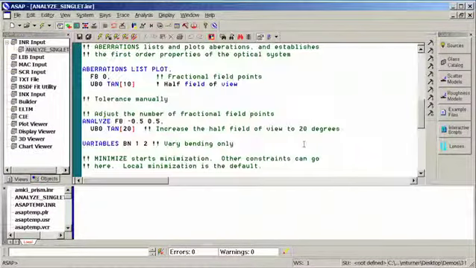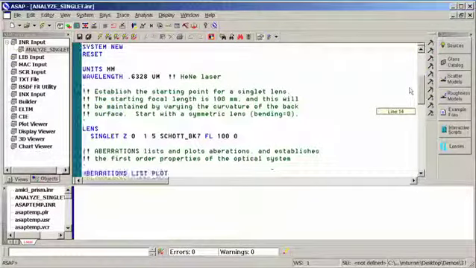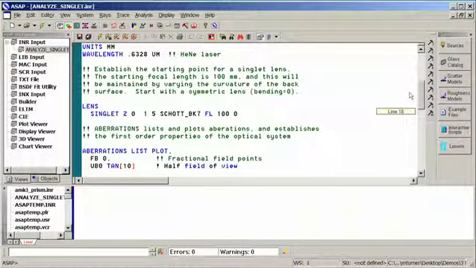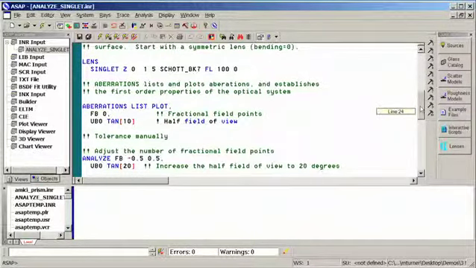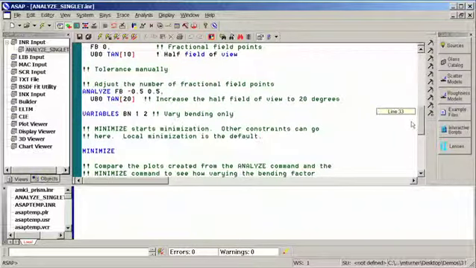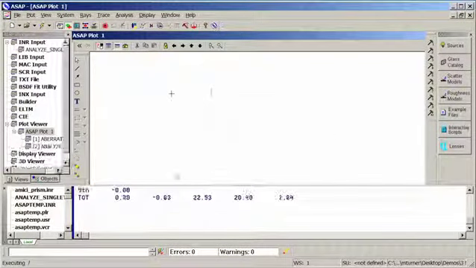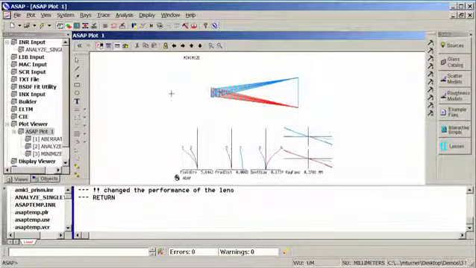In this particular case, we're going to look at a singlet lens. We've simply defined a singlet lens with a focal length of 100 millimeters made of BK7, and what we're going to let ASAP do is determine the best bend ratio for this system to give us the best performance over a 20-degree field of view. So I'm going to run the file, and then we can take a look at the results.